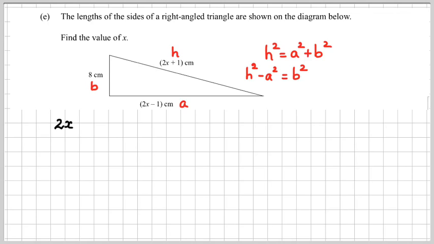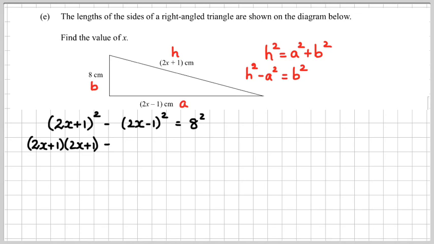Writing this in equation form, h squared is 2x plus 1 squared, minus a squared, which is 2x minus 1 whole squared, equals 8 squared. From here, we're going to start expanding and simplifying and solving it. So 2x plus 1 multiplied by 2x plus 1, minus. Now remember, because it's being subtracted, you might want to put that big bracket: 2x minus 1 times 2x minus 1, equals 64.